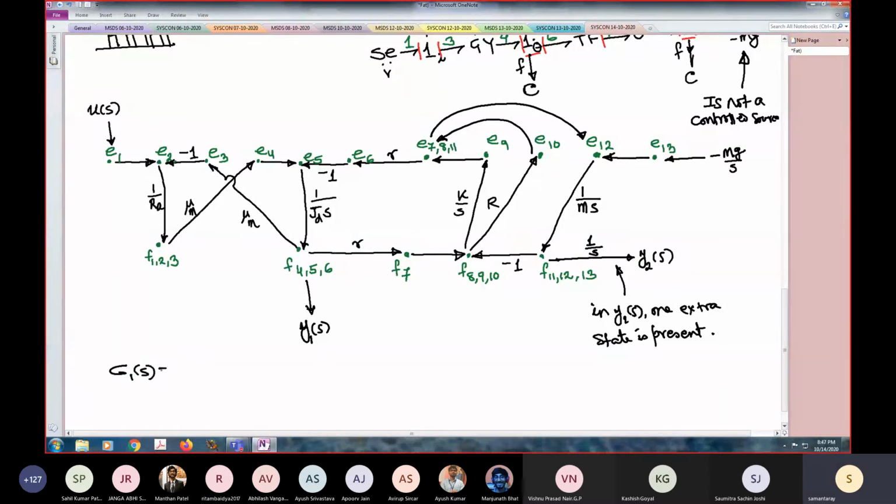But before that, I can tell, let's say G1S is equal to Y1S by US, which will have S to the power 3 in the denominator. That is the order. And G2S has one extra state, Y2S by US will have S to the power 4 in the denominator. So these are determined by the number of states.